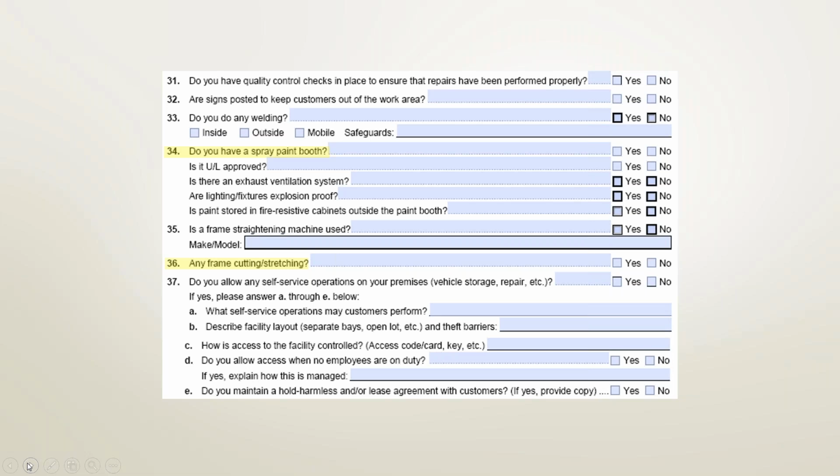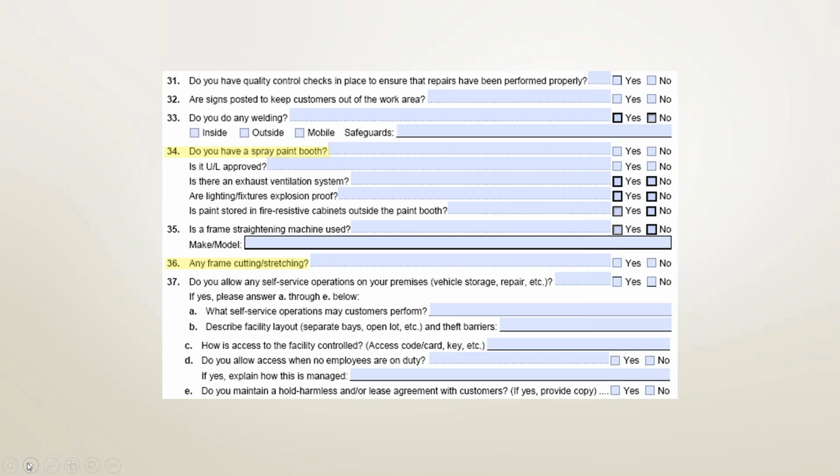But the two big ones are the highlighted ones here regarding the spray booth and the frame questions. Painting is a high pollution hazard and fire hazard, so we want to make sure that the proper safeguards are in place for eligibility. And then the frame cutting and or stretching, you are altering the vehicle. That's not something we would consider writing, but we can consider frame straightening if a proper machine is used, and that is actually question 35 there.